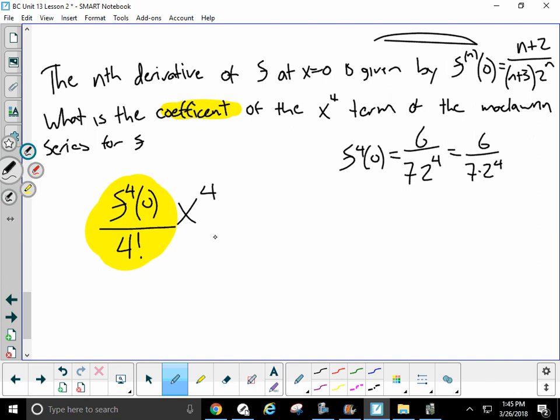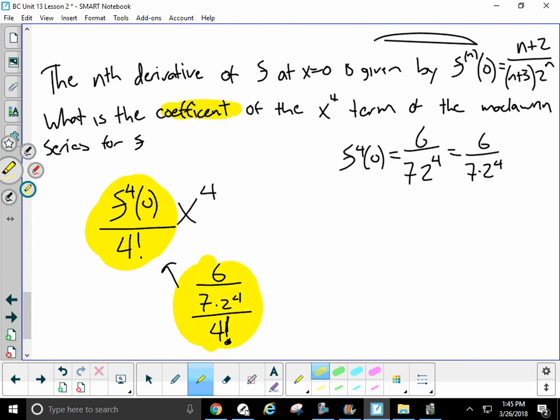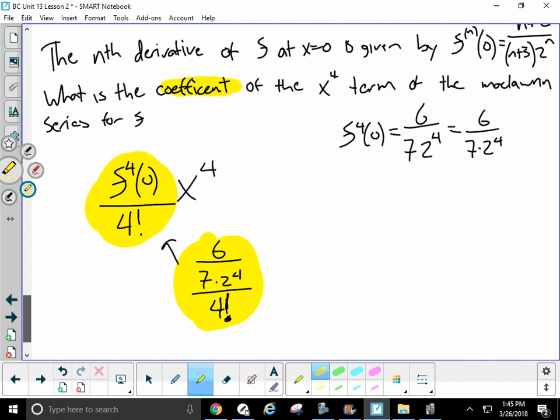So plugging that in here, my coefficient would be 6 over 7 times 2 to the 4th over 4 factorial. And I'm sure we could simplify that, but sometimes it's not important. And there is my answer. There's the coefficient to the x to the 4th term of the Maclaurin series. Okay, make sure you do those homework problems and look at the key.